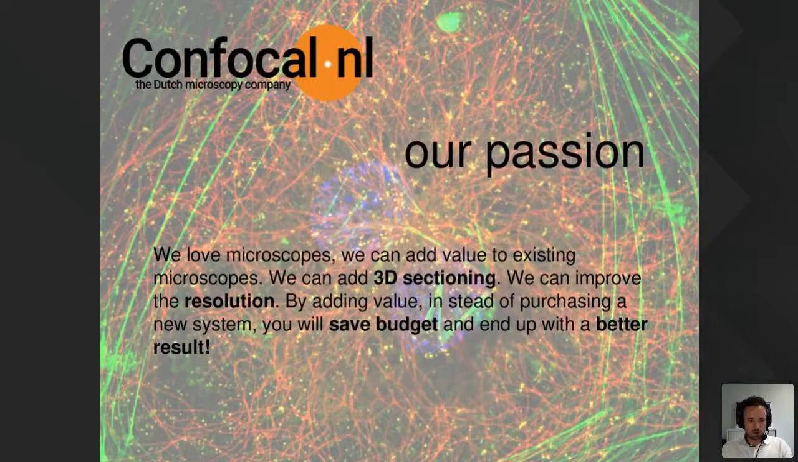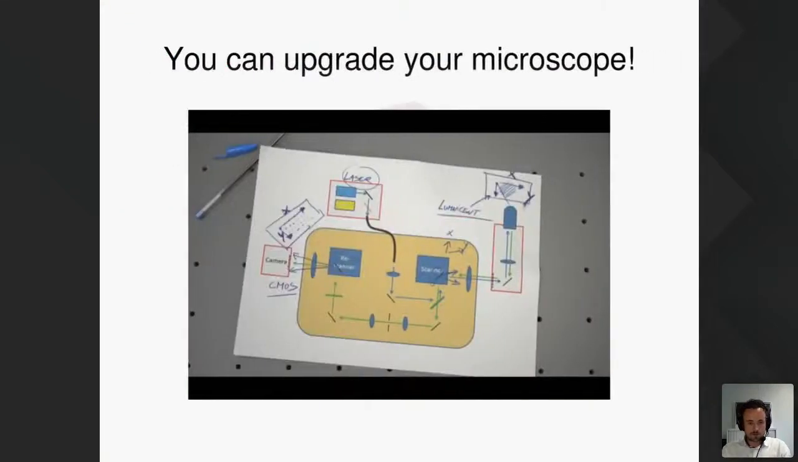So what do we do at Confocal.nl? We built the RCM, which is a device which can be added to an existing widefield platform. The RCM improves the resolution of the system, both in Z and in XY. And it's a very affordable solution, which will actually give your system super resolution capabilities. And I will demonstrate it in the coming slides. So the main message is that you can upgrade your microscope, and we can reuse existing components such as the laser and the camera.